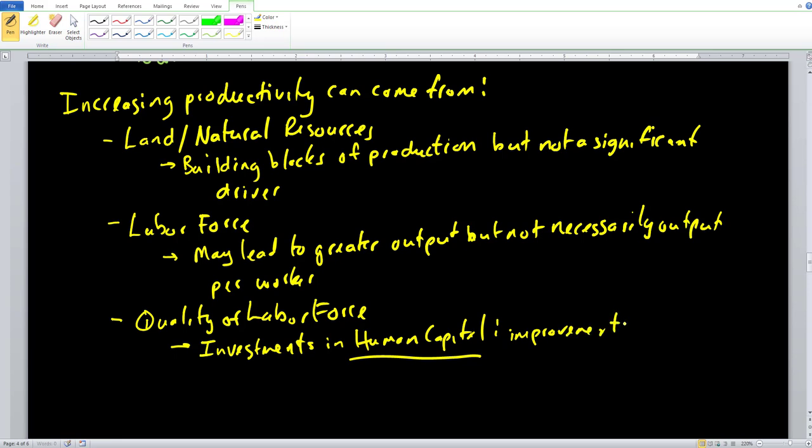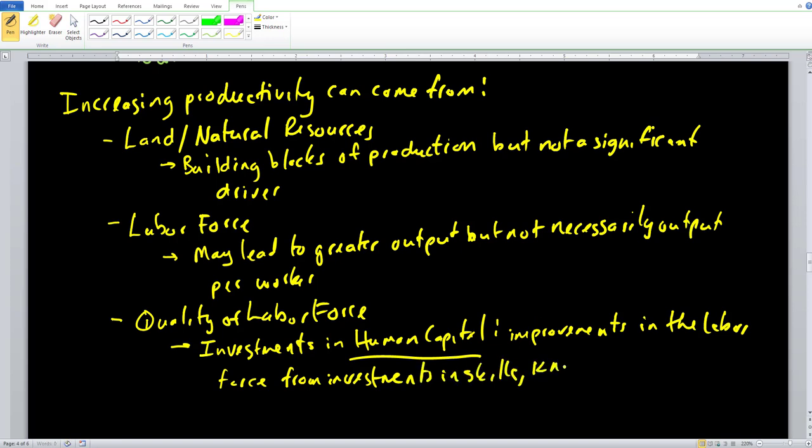Improvements in the labor force. And these improvements can come from a variety of sources. They can come from investments in skills, knowledge, education, the overall quality of the workers. So let's go ahead and just write this down so you have a clearer idea. Improvements in the labor force from investments in skills, knowledge, and education.